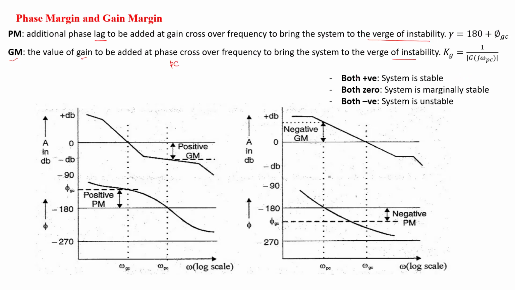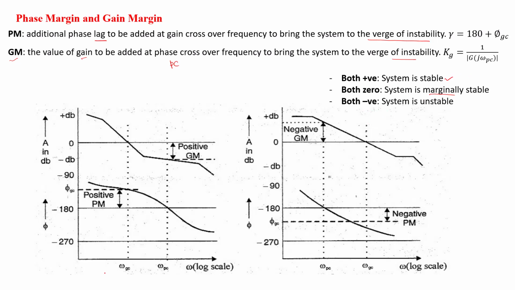If phase margin and gain margin are both positive, then the system will be stable. If both values are 0, then it is marginally stable, and if both are negative, then the system is unstable. So this is the importance of phase margin and gain margin.